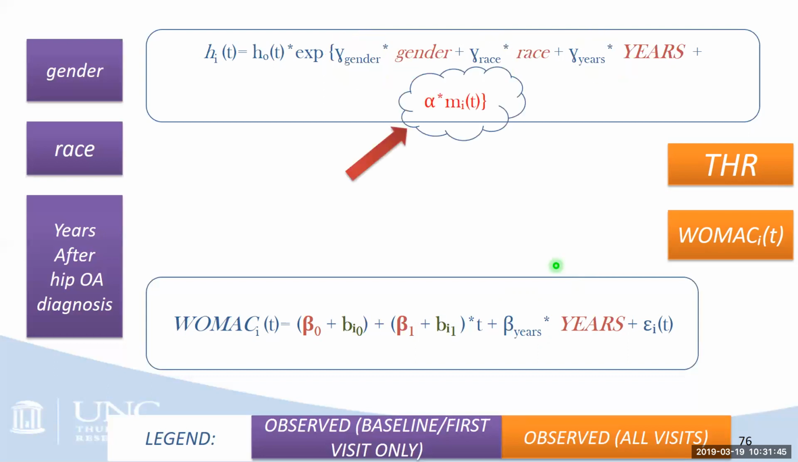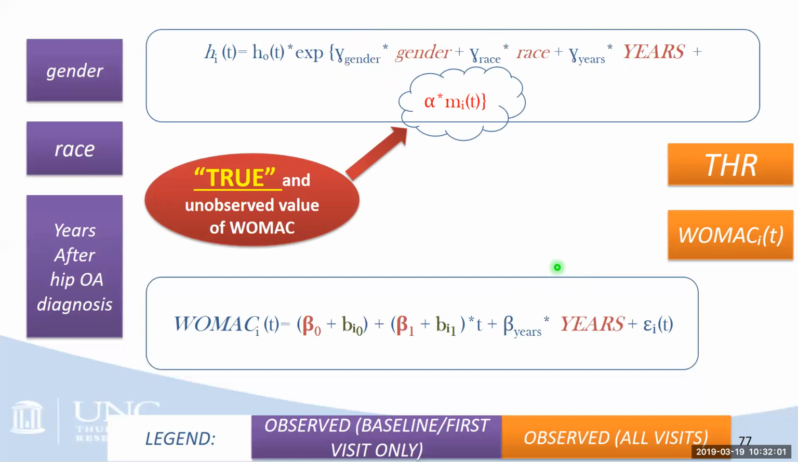So now we are approaching the central part of joint model, and I would like to introduce you a matrix, MIT. This is a new term, and it is very important in joint modeling. What is actually MIT? This is the true and unobserved value of WOMAC score at the time T. This is how this matrix is called in joint model books and papers: the true and unobserved.